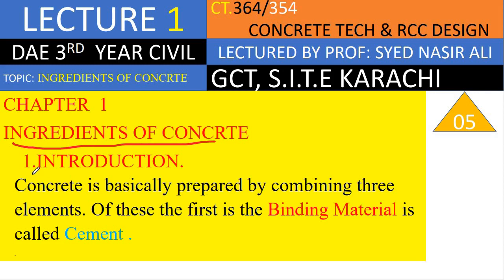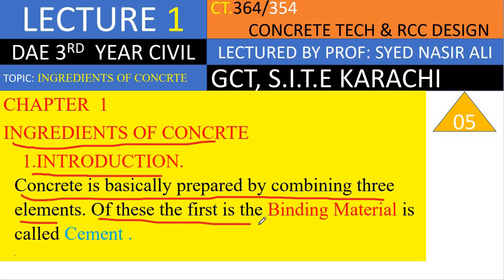This is the introduction of the ingredients of the concrete. The concrete is basically prepared by combining 3 elements. Of these, the first is the binding material, and it is called cement. We should know the cement is a binding material. It binds the materials in the concrete.